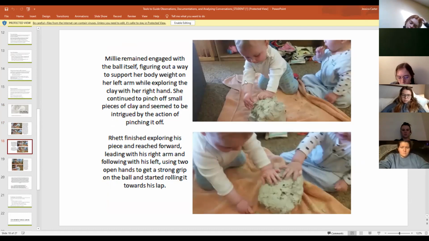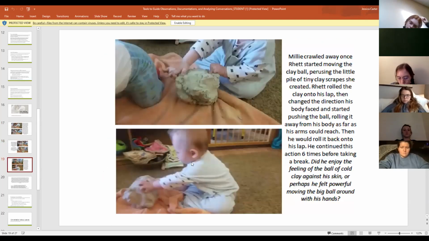So Millie, one of the infants, was observed pinching tiny pieces of the clay off, and she seemed to be interested in exploring those tiny pieces of clay in a sensory way. Rhett, in the bottom photo, was observed 6 times, I believe, taking the big ball of clay and rolling it towards himself onto his lap and then pushing it away from himself.